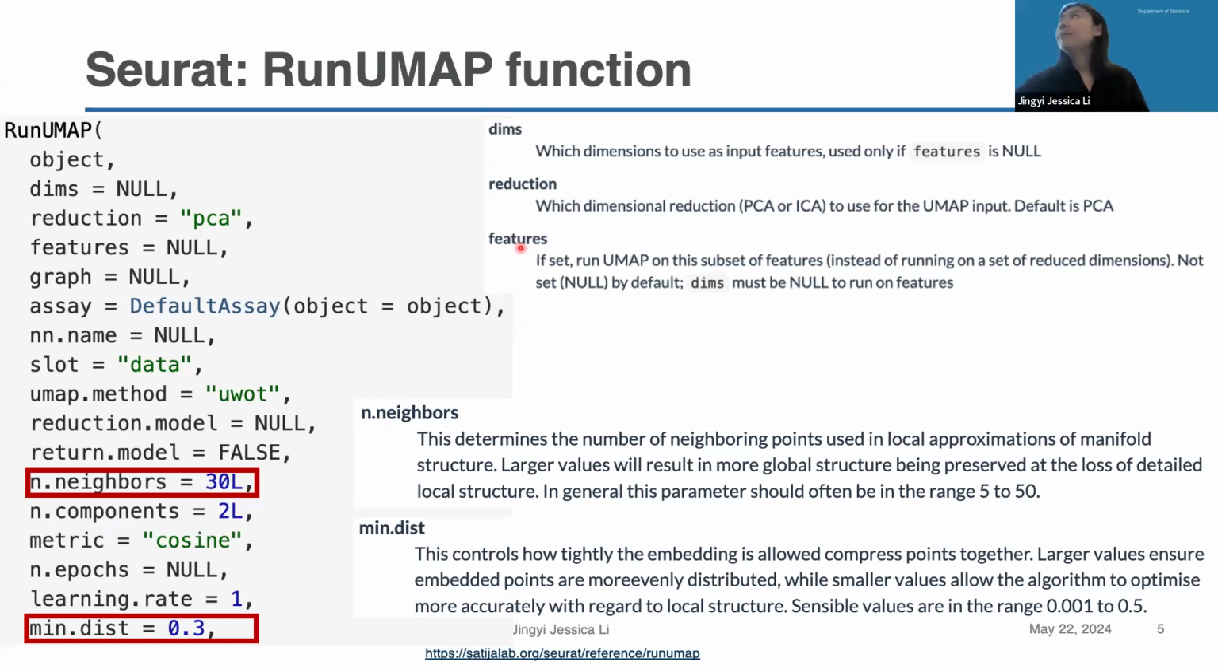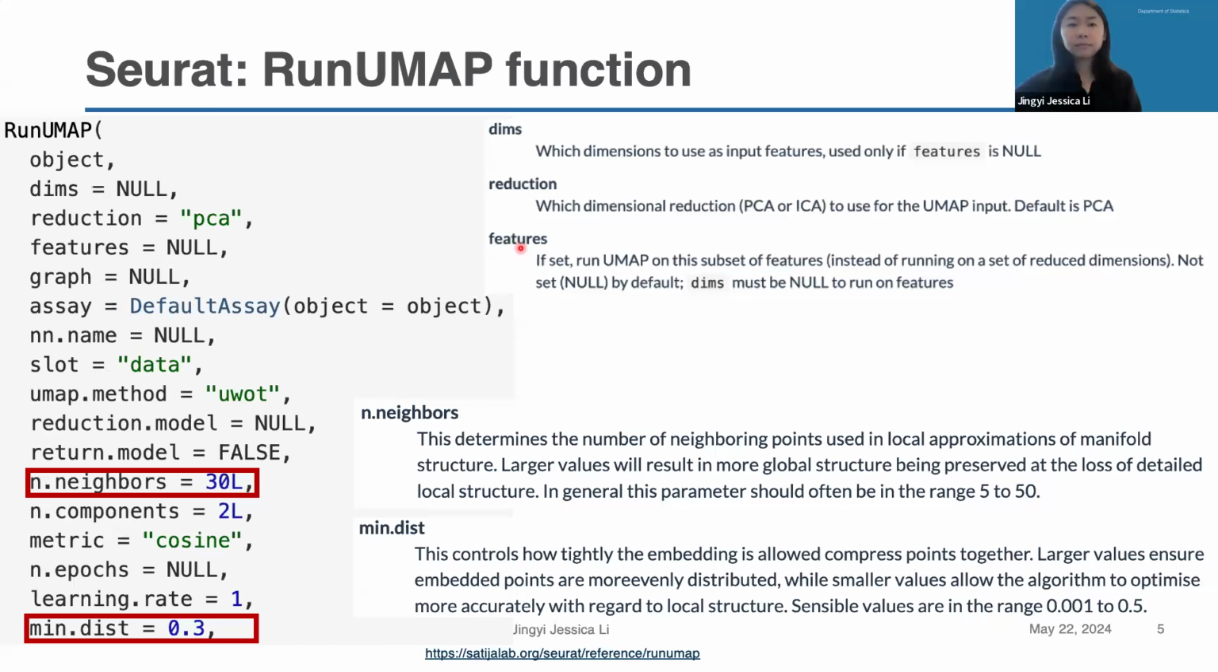For example, there is something called CITE-seq, which measures single cell RNA-seq data together with the cell surface protein. So RNA-seq and cell surface protein. And for the cell surface protein part, you only have like 20-something proteins. So that dimension is not that big. You could potentially just start from there instead of doing PCA.